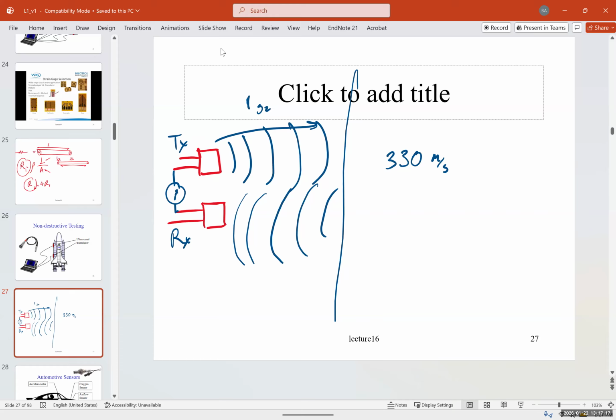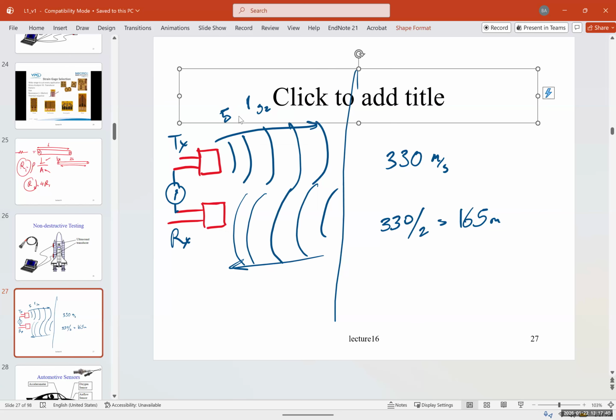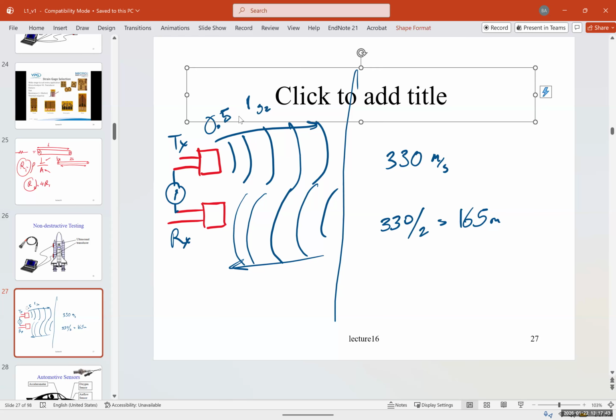So we send a pulse, we wait, and we listen until we get that pulse. If it takes 1 second for it to go and come back, what's the difference between the wall and the sensor? It's going to be 330 divided by 2. It's going to be 165 meters, for example. Because it took half a second for it to go and another half a second for it to come back. So the distance between the sensor and the wall is 165 meters.